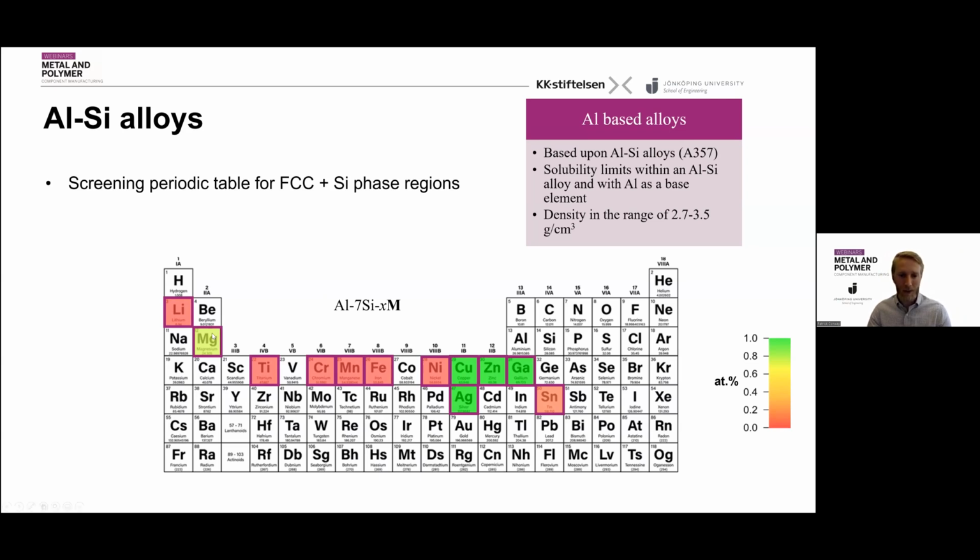From this, we picked 4 of the elements: magnesium, silver, copper, and zinc, to produce a variety of different alloys. We didn't use gallium because of its low melting point, and we're trying to increase thermal stability. So what we did is we designed a bunch of alloys within the solid solubility of aluminium and silicon from these elements of interest.